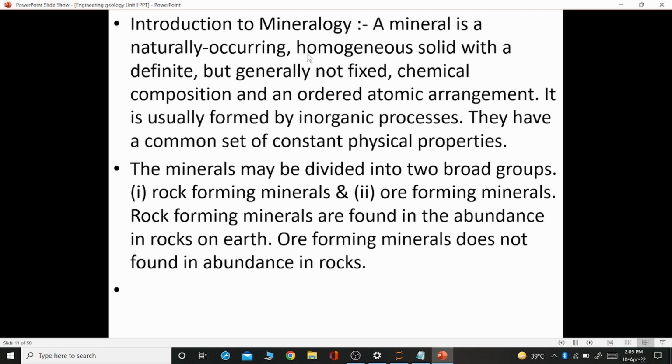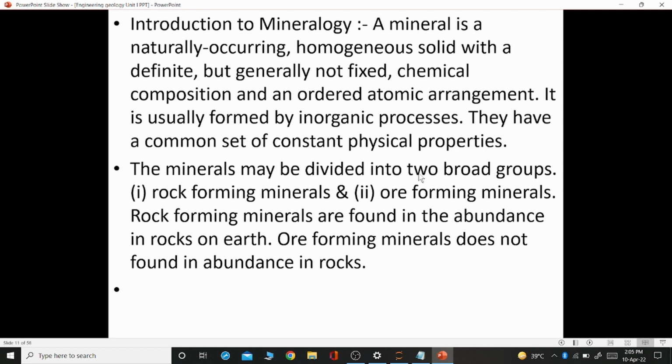So, introduction to mineralogy. A mineral is a naturally occurring homogeneous solid with a definite but generally not fixed chemical composition and an ordered atomic arrangement. It is usually formed by inorganic processes. They have a common set of constant physical properties.